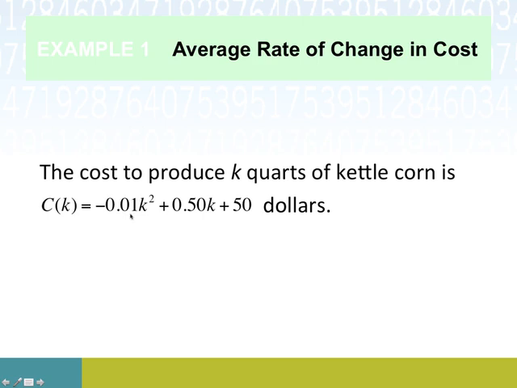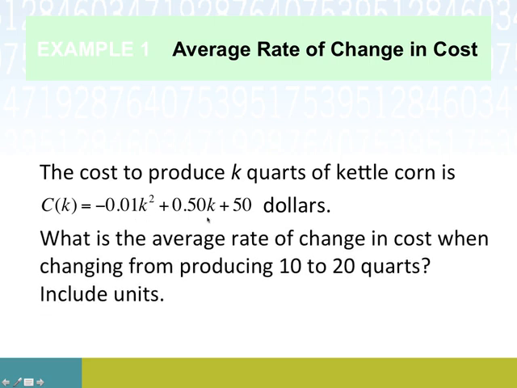So not a whole lot. This negative 0.1 doesn't change this a great deal until we're producing a lot of corn. But at any rate, there's an attempt to describe why this might be our cost function. So our actual task here is the average rate of change in cost when we move from 10 to 20 quarts.